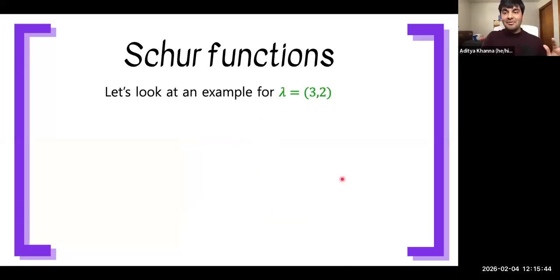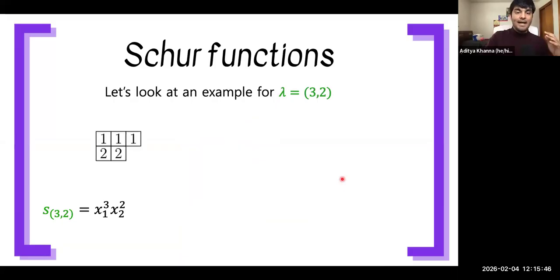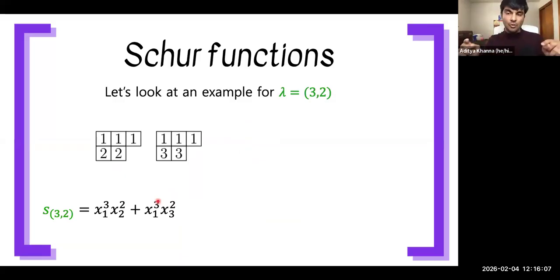So now let's look at an example for 3, 2. I have this particular shape. I fill it with 3 ones and 2 twos, so x1 cubed, x2 squared. That's what we get. And now there's an example where we skip a label. So I have 3 ones, which gives me the x1 cubed, but I have 2 threes. So I've skipped a 2, so technically this is the composition 302.